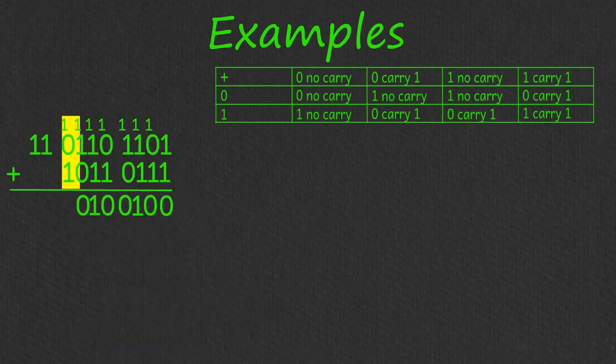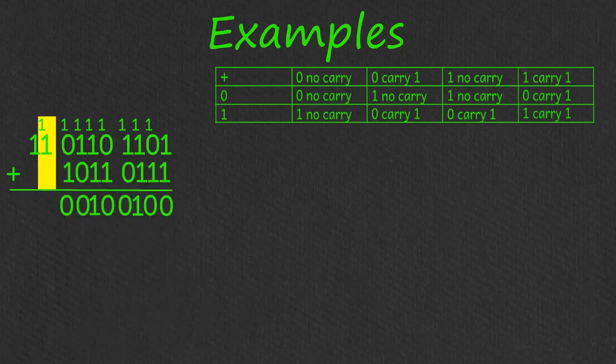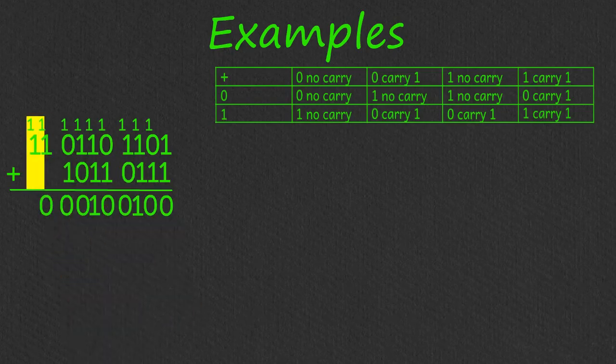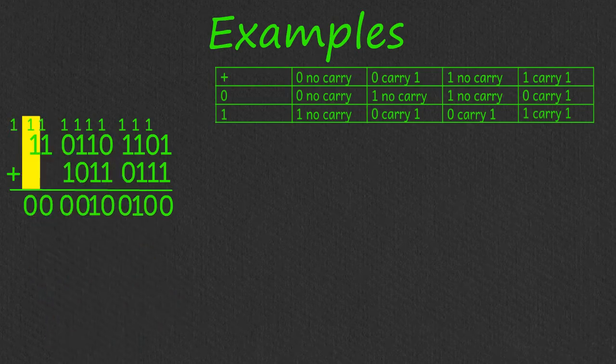Next column is 1, 0 and 1, which will make 0, carry 1. In the next column, we only have 1 and 1. These will add up to 0, carry 1. The next column is the same. It has the digits 1 and 1. So we can again write down 0, carry 1. Now the original numbers don't have any more digits, but we still have a carry 1. So we just copy this into the result row, as there are no other digits to add to it, and now we have the final result.